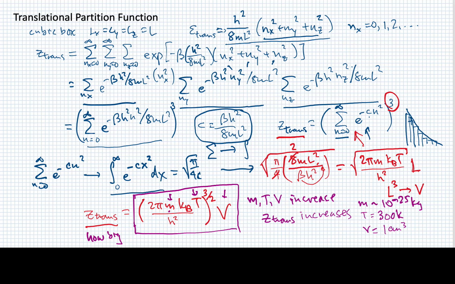Well, it turns out that it will be on the order of about 10 to the 26th. In other words, 10 to the 26 states are available to a molecule that would find itself in this situation with a mass of about 10 to the minus 25 kilograms, a temperature of 300 Kelvin, and a volume of 1 cubic centimeter. All right, so you can see the translational partition function is actually quite large, and it's going to play a very important role when it comes to determining the properties of various molecular systems.